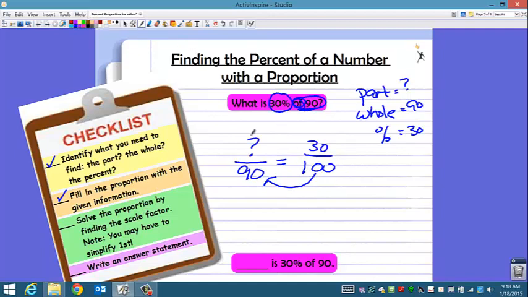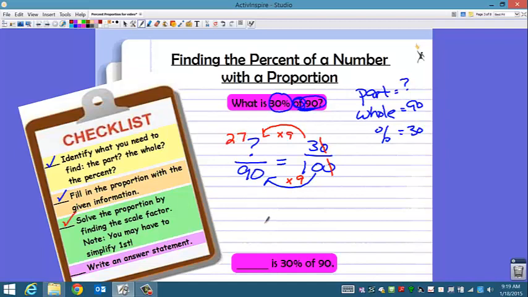If you look, 30 and 100 both end in a 0, so a common factor would be 10. We could divide both by 10. Hopefully you remember the little shortcut that says if they both end in a 0, you can cross them off. So it simplifies to 3 to 10. Now can we go from 10 to 90? Definitely. We multiply by 9. Do the same thing on top. 3 times 9 is 27. So we have now completed step 3.